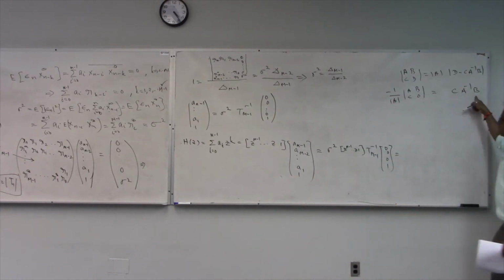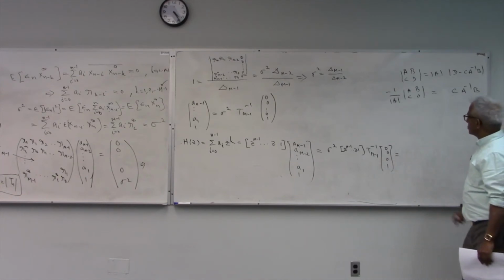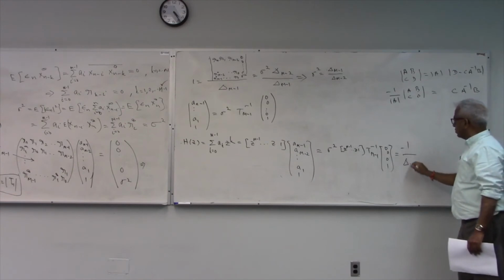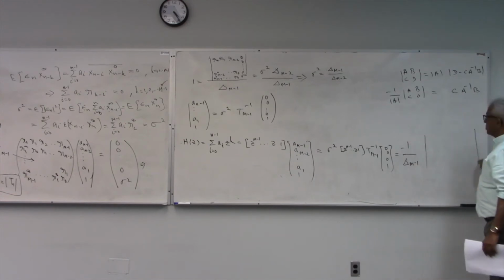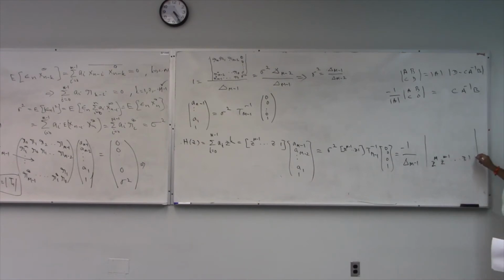Look here, I have this form. So now, what is A? A is T_(m minus 1). So this is 1 minus 1 over delta m minus 1. Then you have this matrix, z^m, z^(m minus 1), etc., z1, 0. Where is B? Yeah, this 0 here. And this is 0, 0, etc., 1.